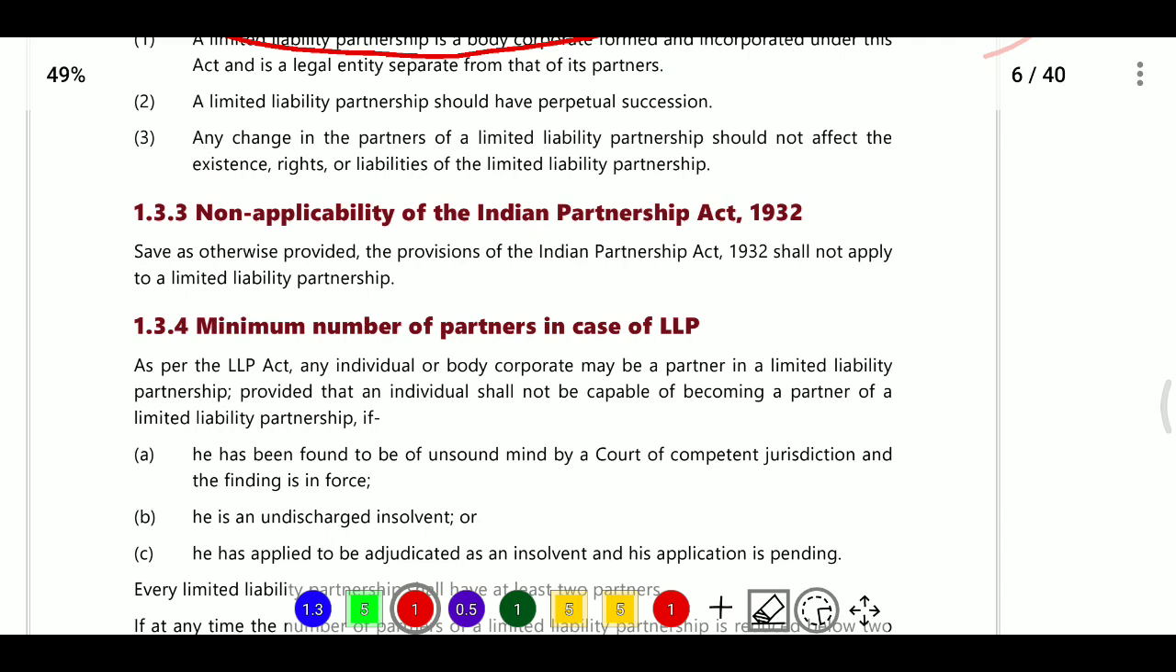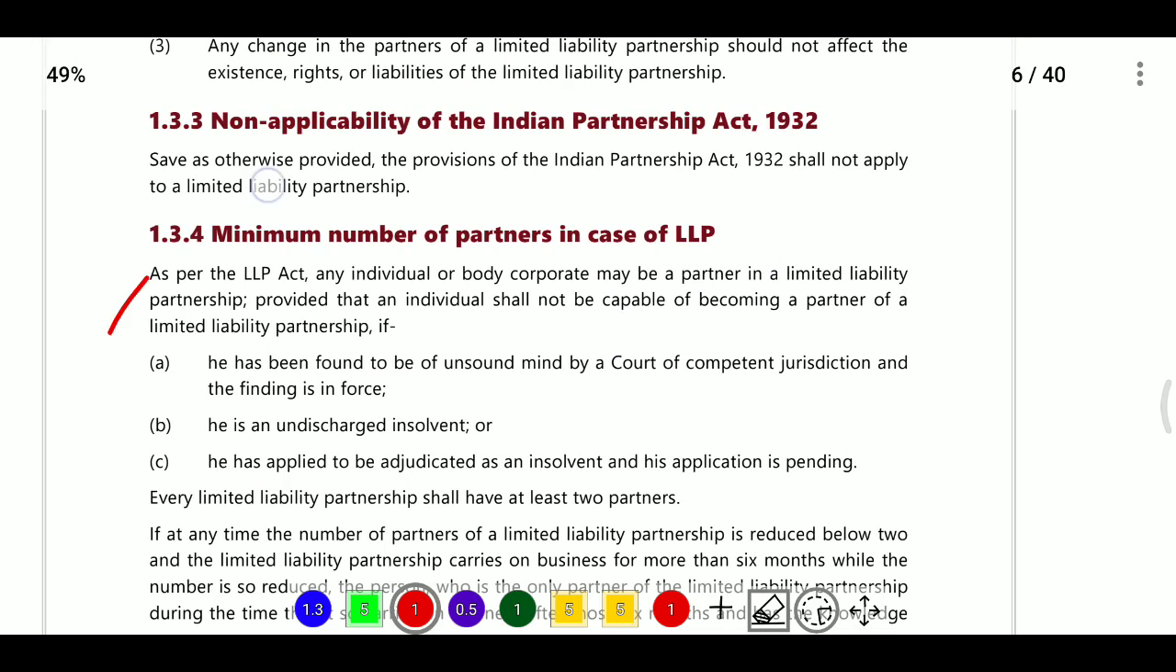Now what is the minimum number of partners in case of an LLP? As per the LLP Act, a minimum of 2 partners is required, but there is no maximum. So minimum we have 2, maximum there is no limit. For example, A and B decide to start an LLP. They fulfill the legal requirement of having at least 2 partners, so they may start the business.